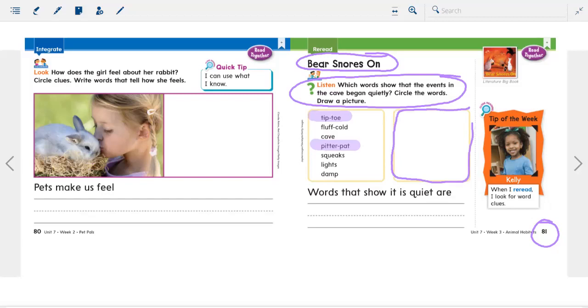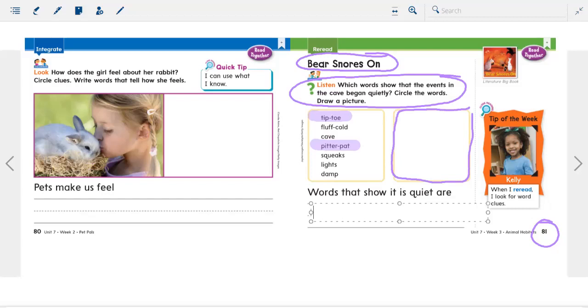So over here, what you're going to do is draw about those words and what they represented in the story. So you would draw the cave, and you would show that it was quiet in the cave, because when you're tiptoeing and pitter-patting, you're being really quiet. They didn't want to wake a bear. So draw a cave and show that it was quiet in the cave.